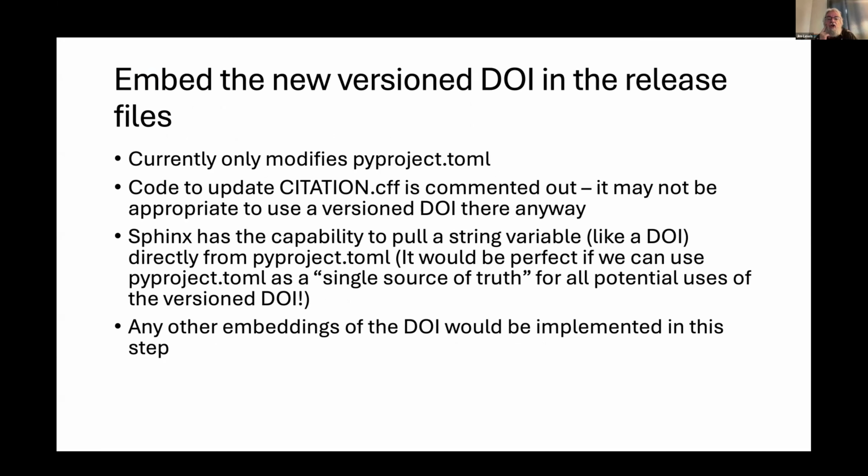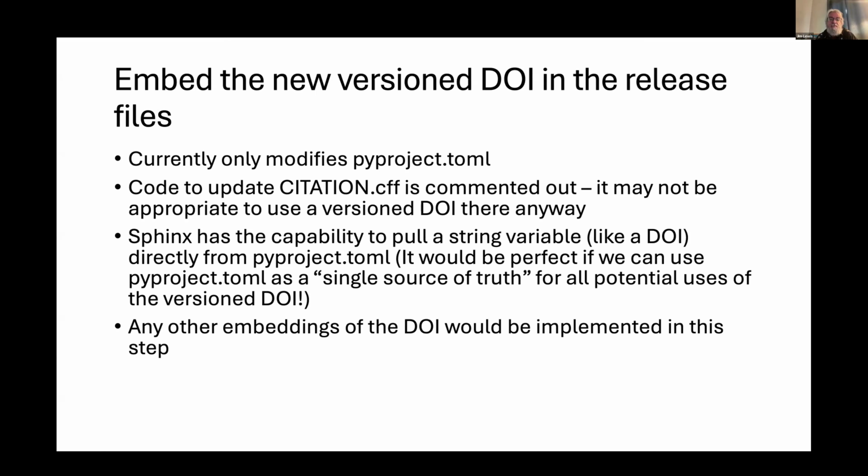Citation.cff usually has URLs embedded in it, but from my point of view, it doesn't make sense to have a version URL there. That, to my thinking, should be a concept DOI, because what you're citing with a citation.cff, you're not citing any specific release of it. You're citing the repository. So I think the concept DOI makes more sense to use there.